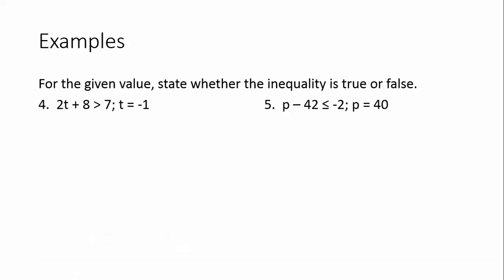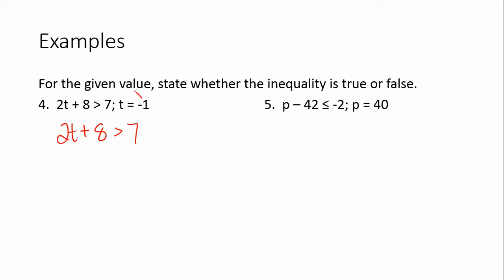Next, we're going to look at some situations where you're actually going to compare two quantities and determine if it's true or false. So I'm going to give you a value, a number, and you're going to plug it into the inequality and state whether or not it is true. So for number 4, the inequality is 2t plus 8 is greater than 7. And I don't want you to get hung up on the notation. I just have a semicolon here to separate the value. I want to know if t equals -1, is this inequality true?